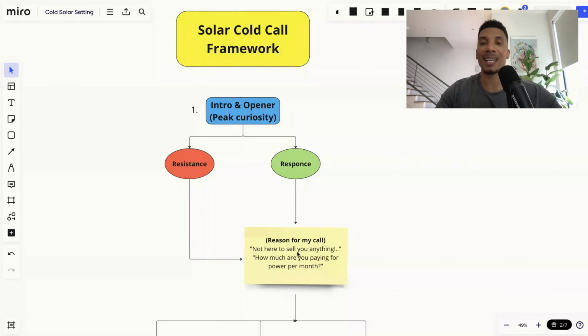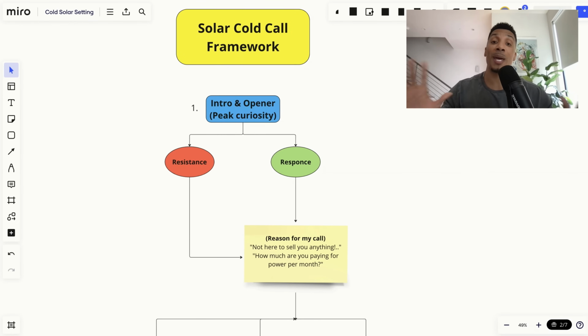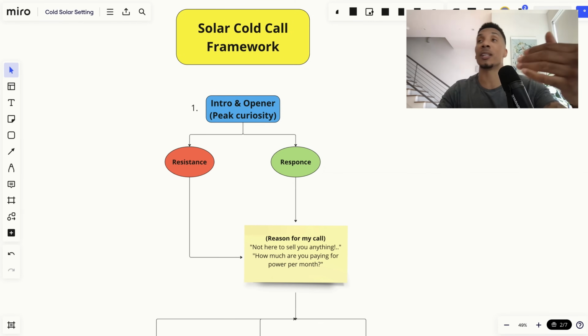And so some of those highlighted statements are, hey, we want to remind them, man, I'm not here to sell you anything at all, right? It's just that my name's Rich. I'm calling in the Dallas City Utility Rebate Program.